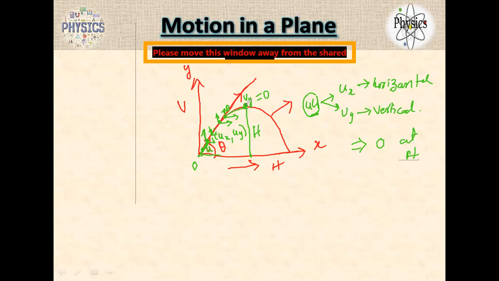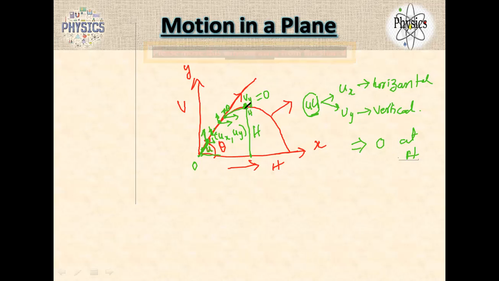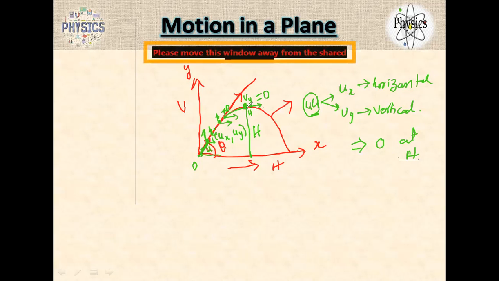Here the vertical component of the object becomes 0 at this point, which is the maximum height position, right? But still you have the horizontal component. The vertical component I cannot draw here. At the maximum height, in this direction there is no velocity, but here I can still see that due to gravity it is pulling it back to the ground, right?